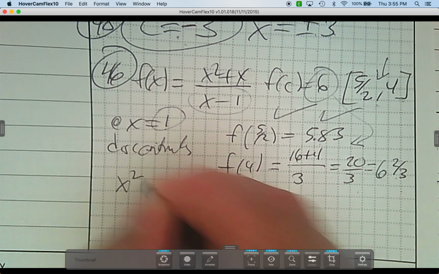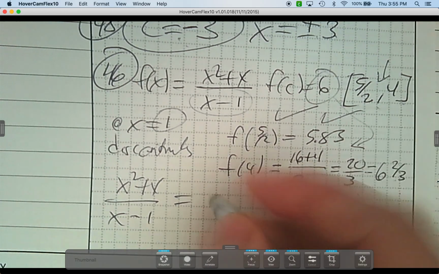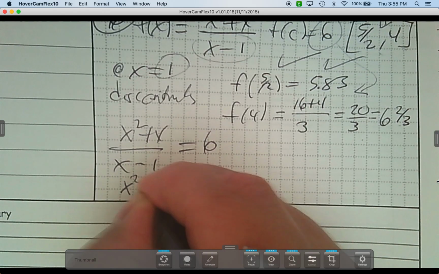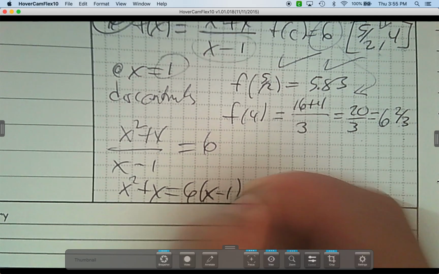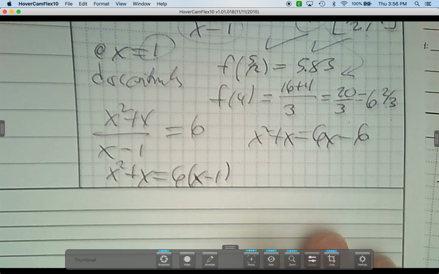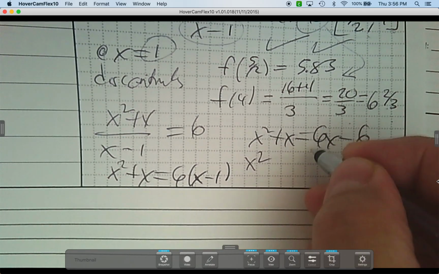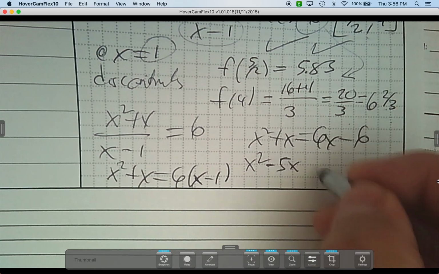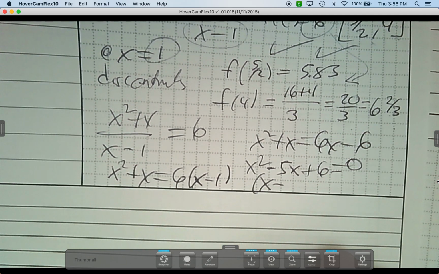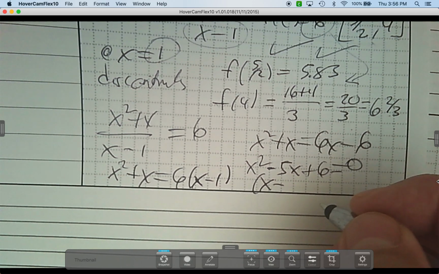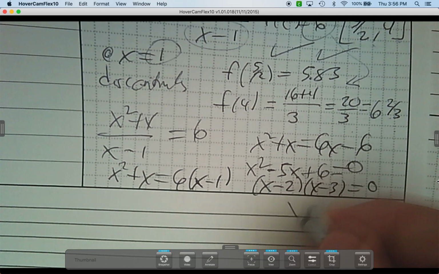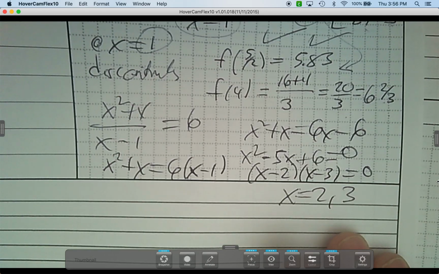So we take the function x squared plus x over x minus 1, make it equal to 6, and solve it. We're going to solve this by multiplying both sides by x minus 1. Then we're going to distribute. Then we're going to make it equal to 0, so we're going to subtract 6. That's negative 5x. We're going to add 6. Then we're going to factor. The two answers in terms of factoring are, was it negative 2 and negative 3? So when I solve this, I get the answers 2 and 3.